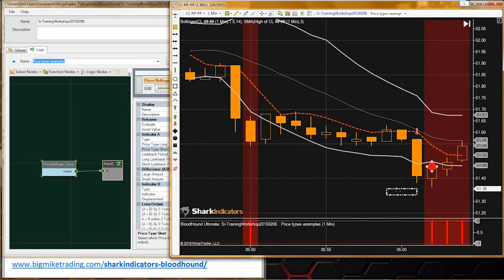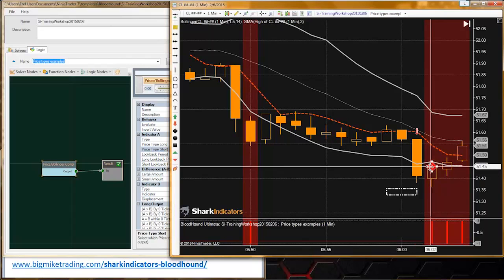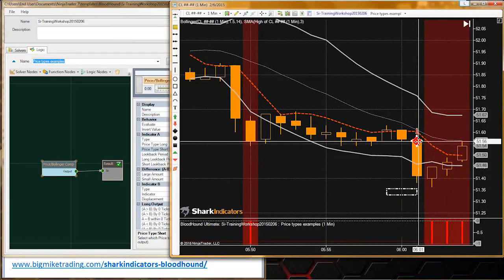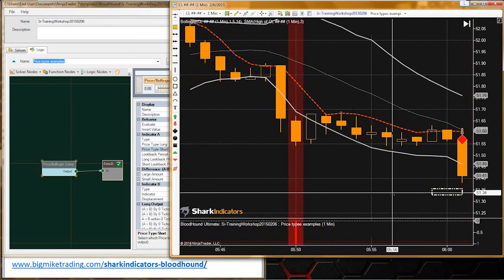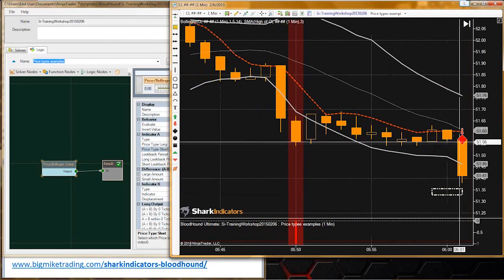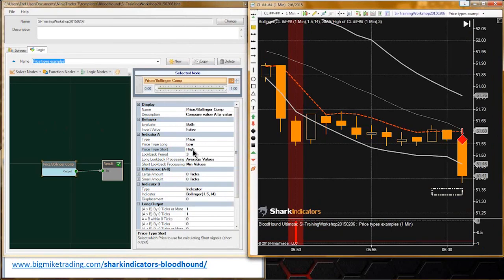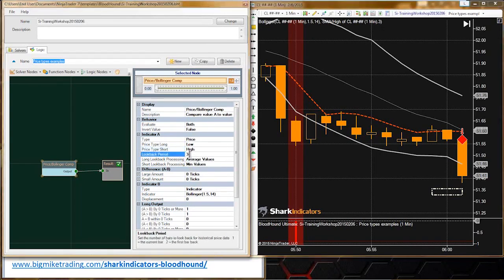So back to this example here. Well, actually, let's go back to this bar. Okay. So we're looking at the high prices, and we're looking for the minimum value of the high prices within that three look back period.